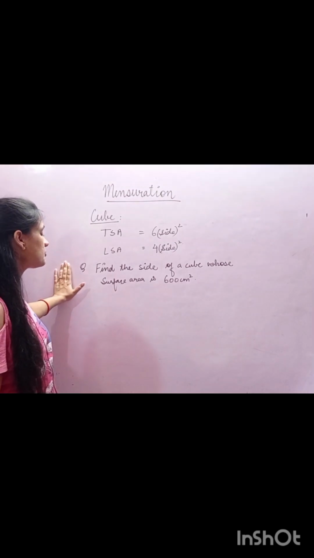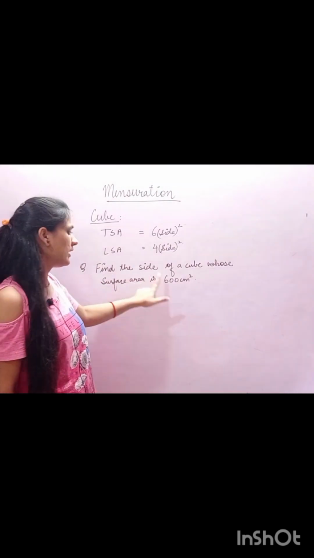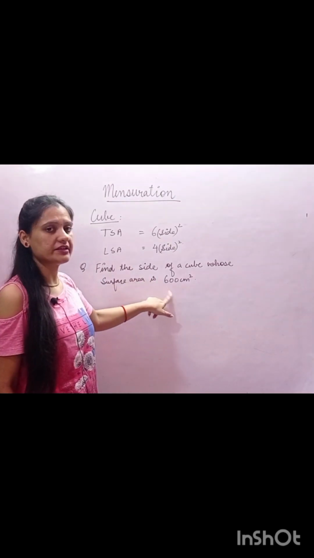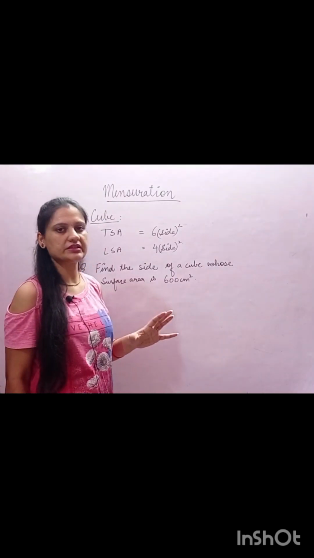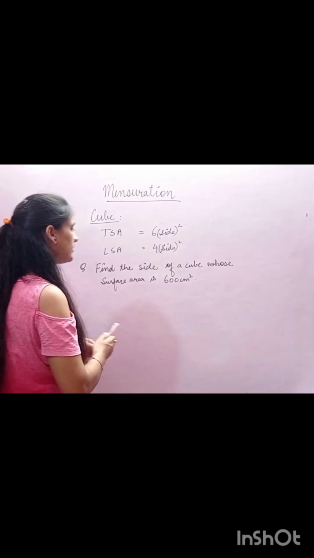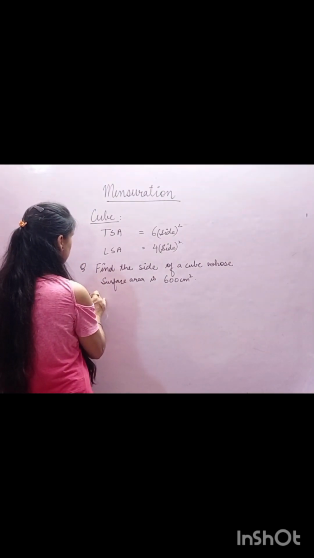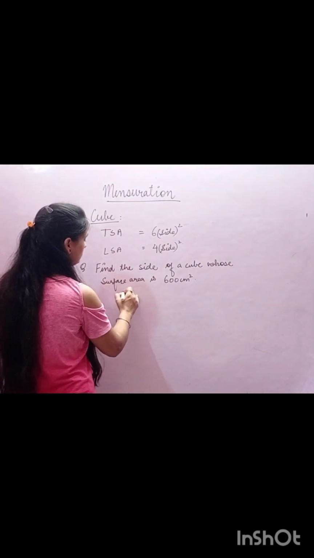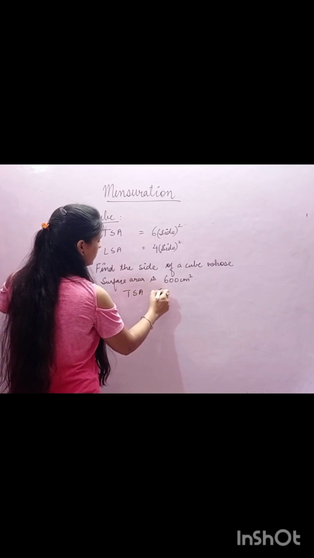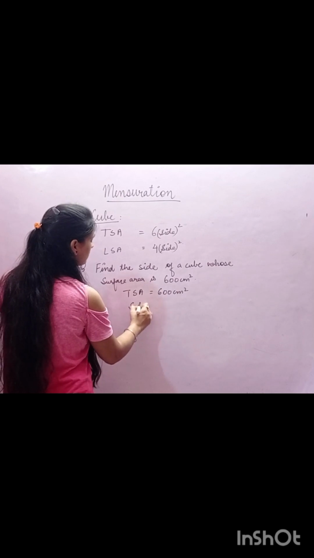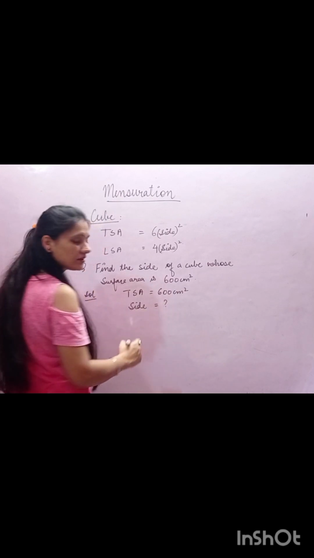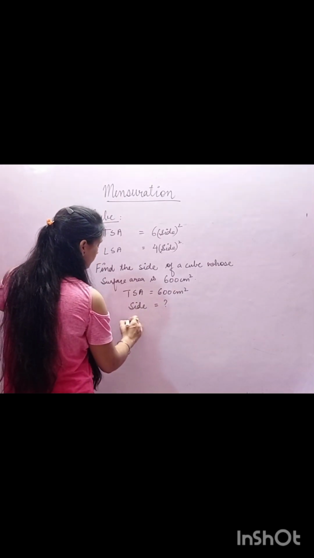Here they are asking us to find out the side of a cube, and they have given us the surface area, meaning TSA, of a cube. Children, when it is written surface area, you take it as TSA, right? So here, the important thing is first you will write down what is given to you. They have given you TSA, that is 600 centimeter square, and they are asking you to find out the side, right? What you will do first, let us write down the formula.